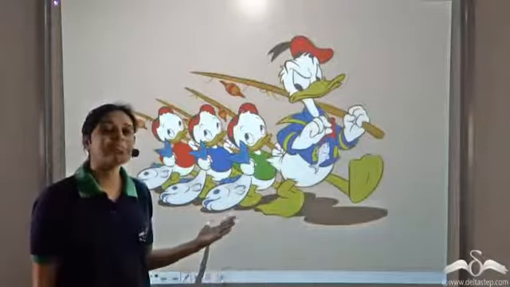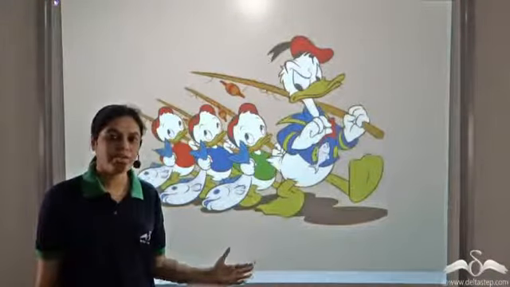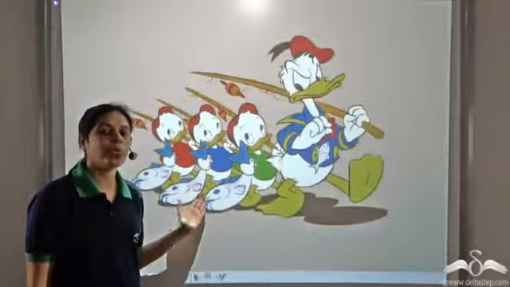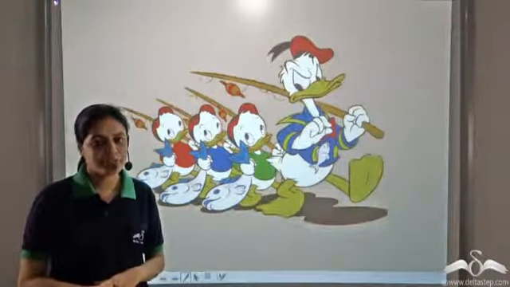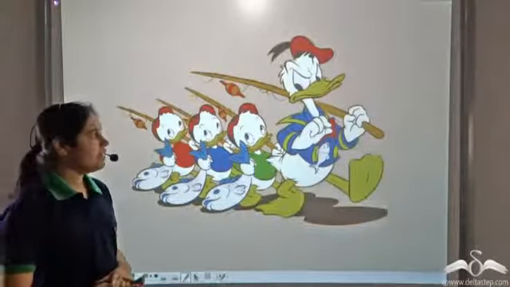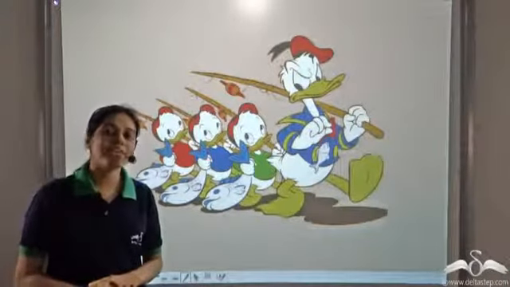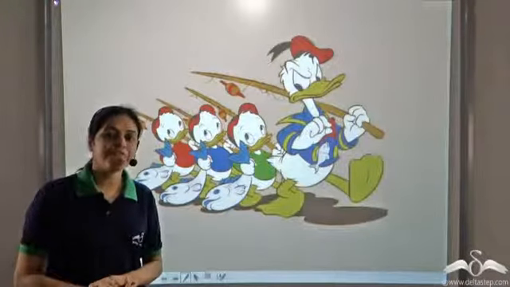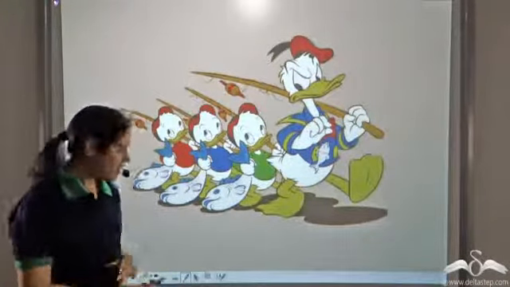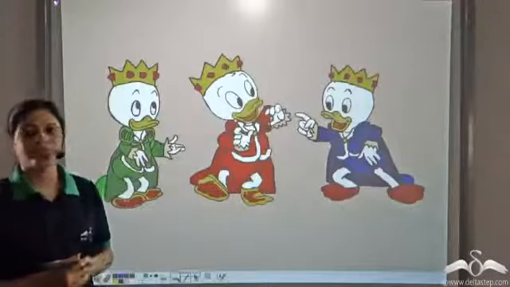These are the famous characters of Uncle Donald and Huey, Dewey and Louie. What do they have in common in this picture? Have a look. Well, each of them is carrying a fishing rod and each of them is also carrying a fish in his hand.